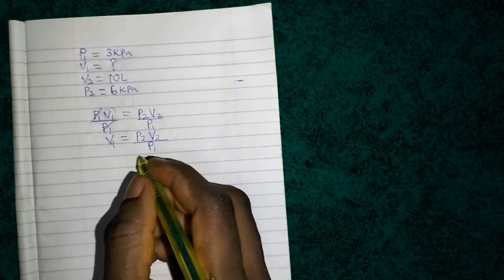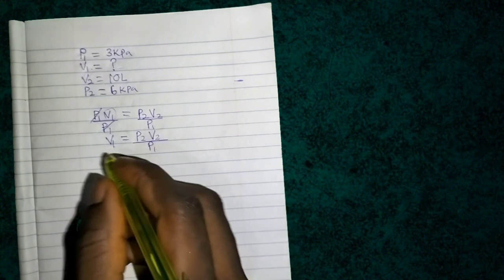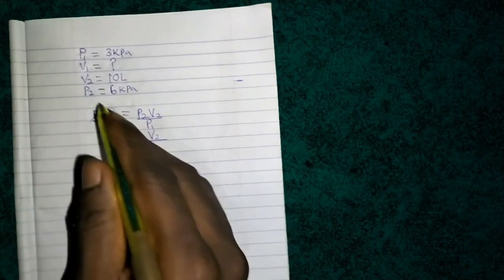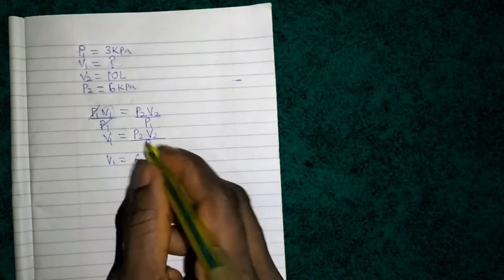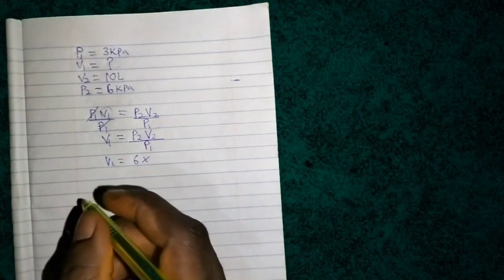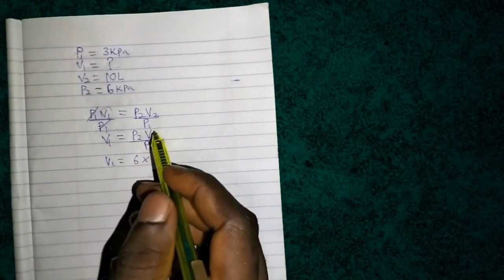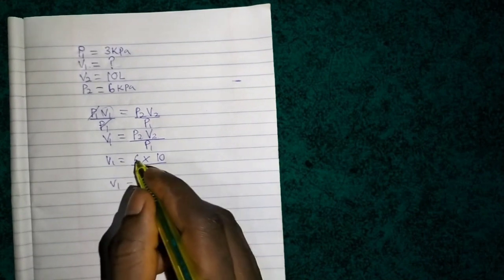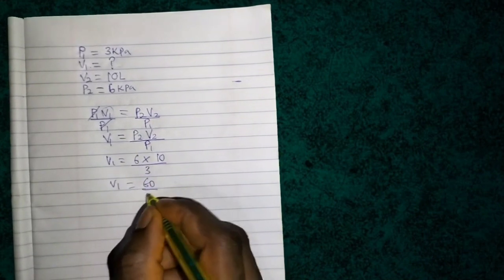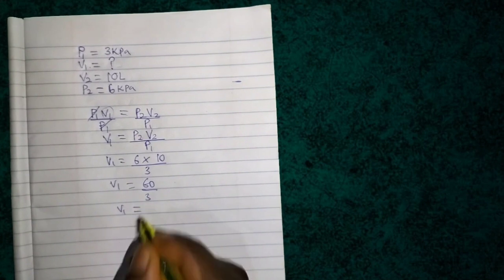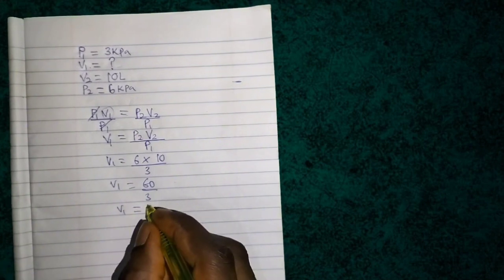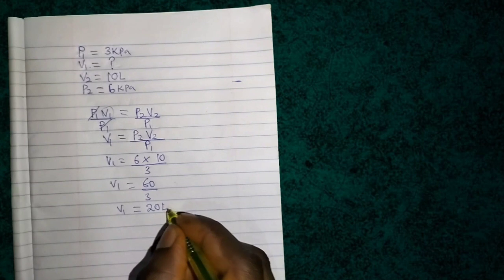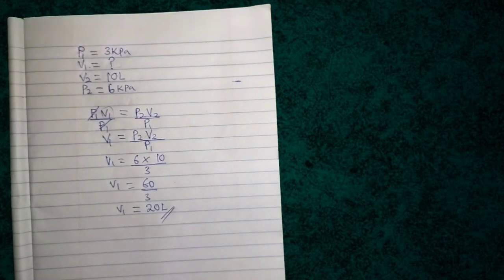So in this case, we go ahead to put in the variables. V1 is equal to, what's P2 here? 6 kilopascals. When two things are together, they are multiplying, times V2, which is 10 liters, all over P1, which is 3. So the volume 1 will be equal to 6 times 10 is 60, all over 3. So the volume of the first container is 20 liters. Wow, that was big.